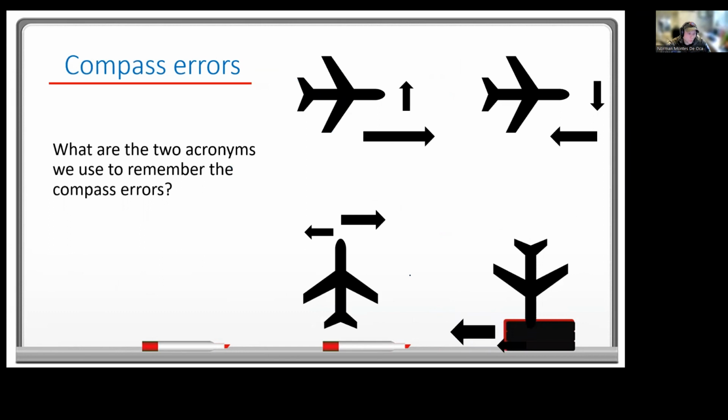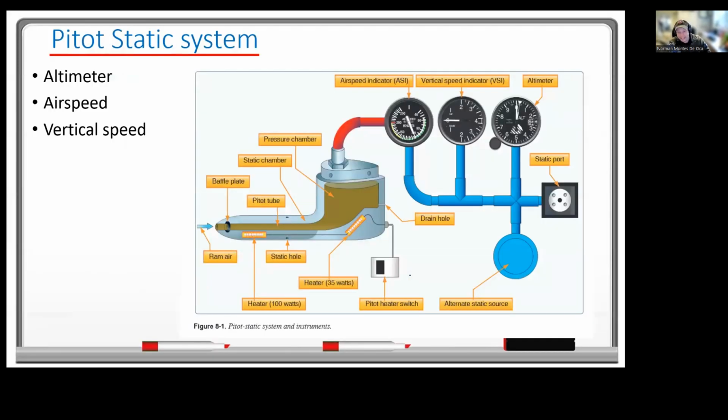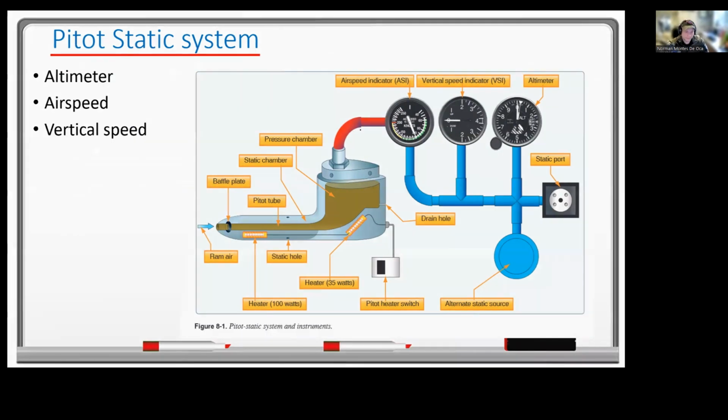Now, let's review. What are the two acronyms we use to remember the compass errors? UNOS and ANDS. You got it. Now let's talk about the pitot-static system. The pitot-static system really just works on air pressure. The three instruments that use the pitot-static system are the altimeter, the airspeed indicator, and the vertical speed indicator.